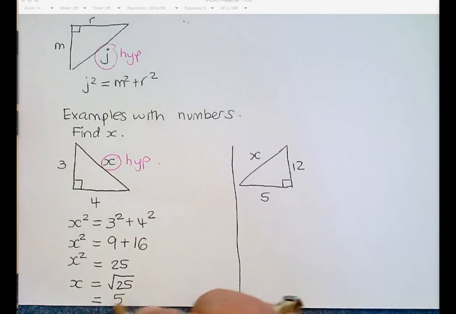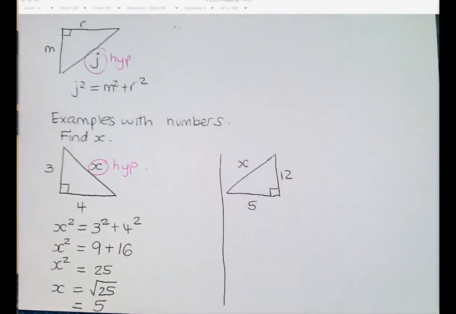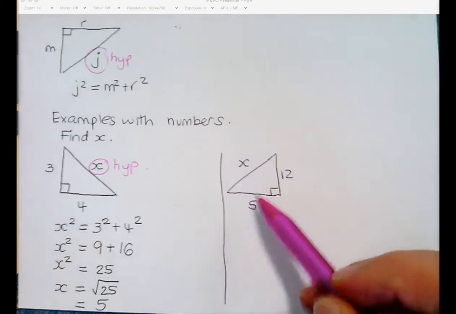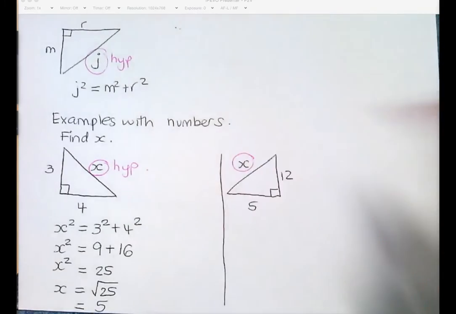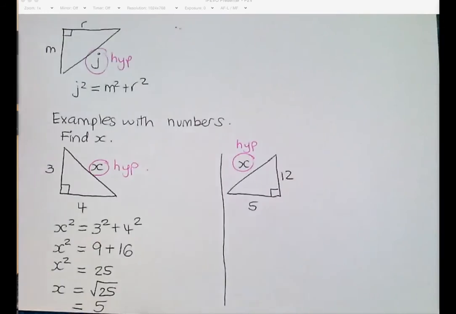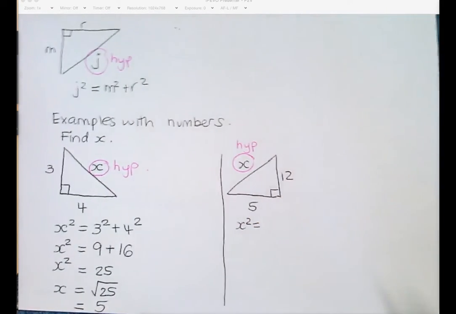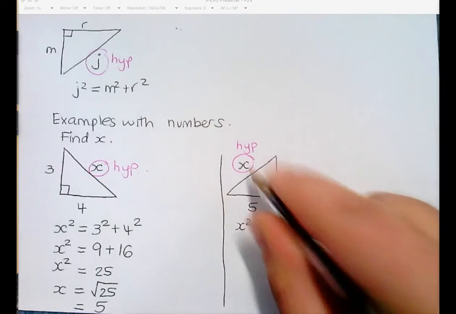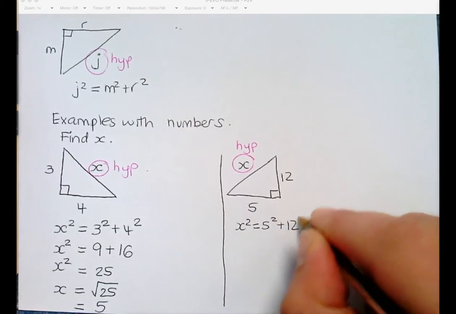So the square root of 25 is 5. Let's just do one more before the lesson's finished, because you might be able to take the sheet home and try it. So what have we got? Which one's the longest side? X is the longest. It's called the hypotenuse. So set up your equation. X squared equals the bigger side squared is the two shorter ones squared: 5 squared plus 12 squared.